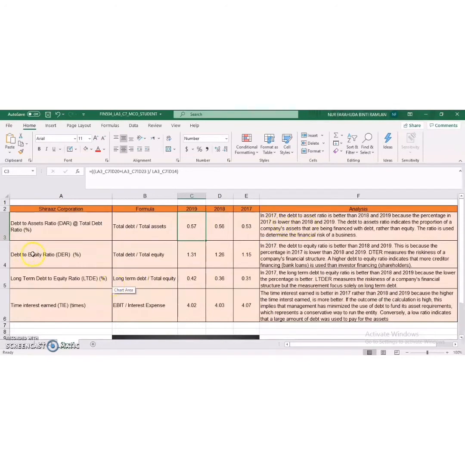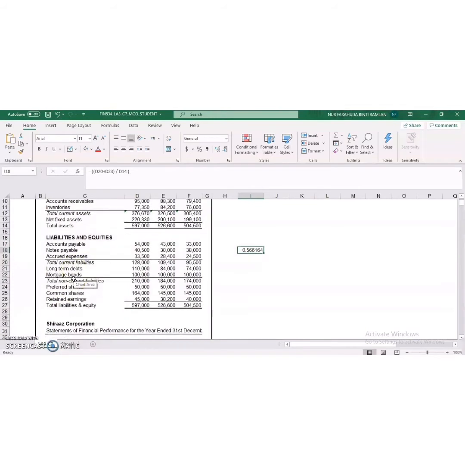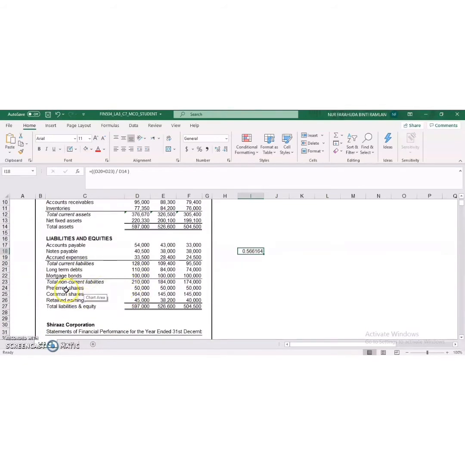Okay, next we go to the debt to equity ratio. The step is the same as the debt to asset ratio, but the difference is we just divide by the total equity. The formula is the same. The total equity is preferred shares, common shares, and retained earnings. An easier way to calculate the total equity is with the total liabilities and equity. We minus the total current liabilities and total non-current liabilities, then we can get the equity.